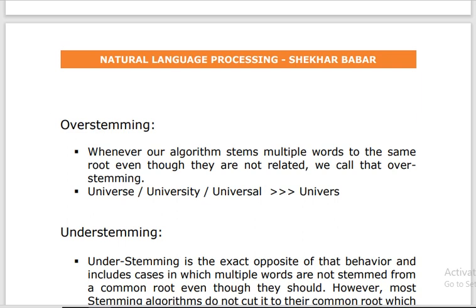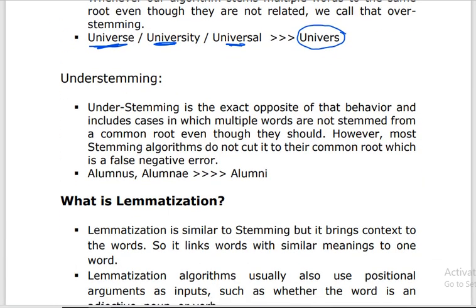So what is overstemming? Overstemming is, for example, the words universe, university, and universal. These words are derived from universe, but the stemmer will chop and convert them all into the same stem. That is one error.